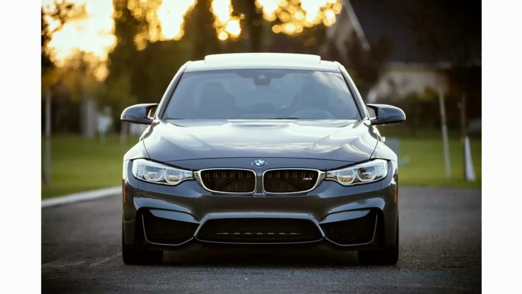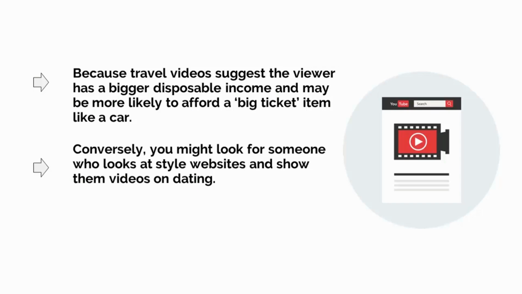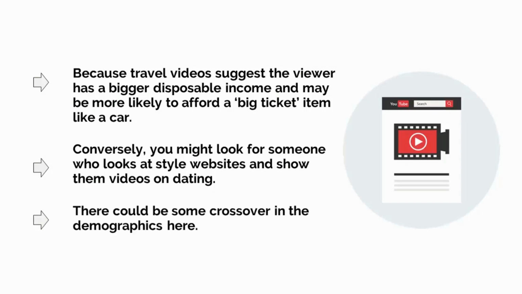You can even get tricky and try considering how user interests might reflect demographics. For example, if you were a brand selling a car, then you might choose to look for viewers who target travel videos. Why? Because travel videos suggest that the viewer has a bigger disposable income and thus may be more likely to afford a big-ticket item like a car. Conversely, you might look for someone who looks at style websites and show them videos on dating.